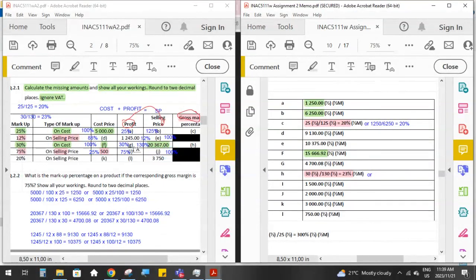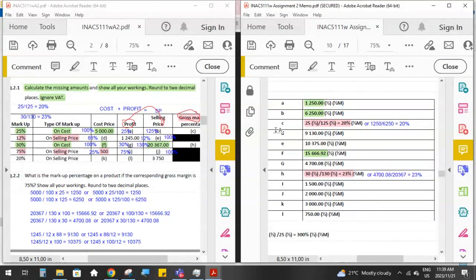So here, G is our profit. So your rand value for G is 4700.08 over the selling price, which is 20367, and you would also have got 23% there. Okay.